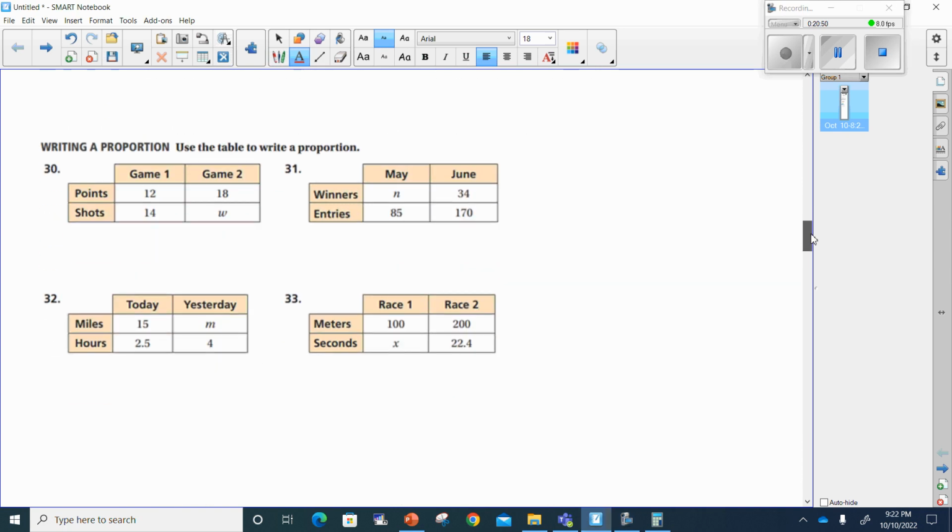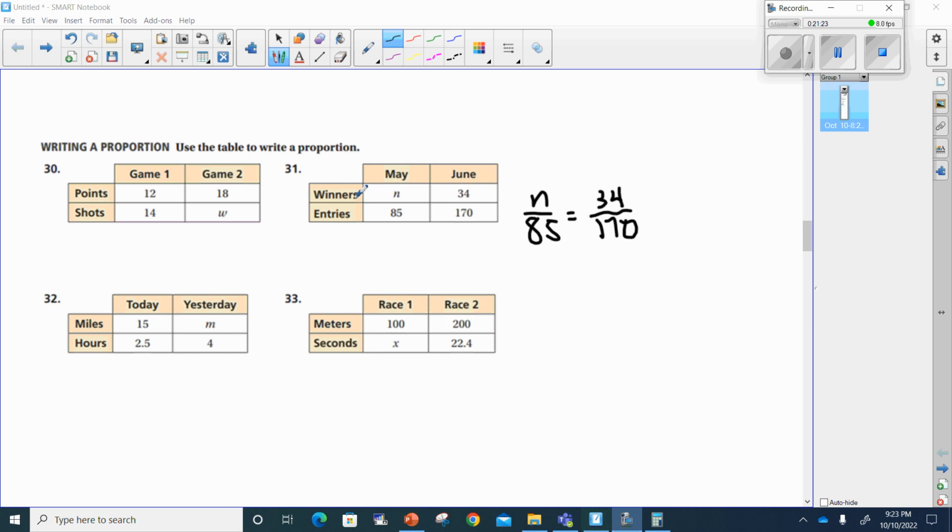Next, we go on to number 31. It says writing a proportion. Use the table to write a proportion. Well, it doesn't even say to solve it. So we just have to write a proportion here. Well, I'm going to say that we have n over 85, right? That has to equal 34 over 170. And that is my proportion.